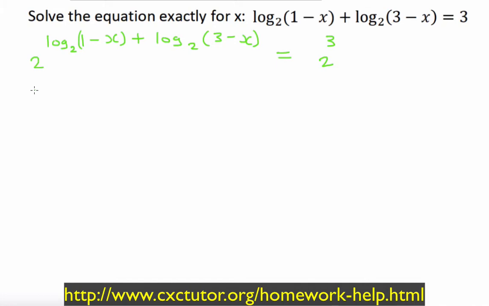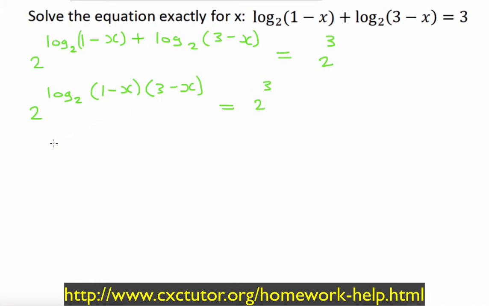So after this step, I'm going to use one of the properties of logarithms to combine these two expressions. Once you have logs of the same base and they are adding together, log a plus log b, that is essentially log of a times b. So on my next line, I'm going to combine these two. It's going to be 2 to the power of log to the base 2 of (1 minus x) times (3 minus x), and that is equal to the same 2 to the power of 3.